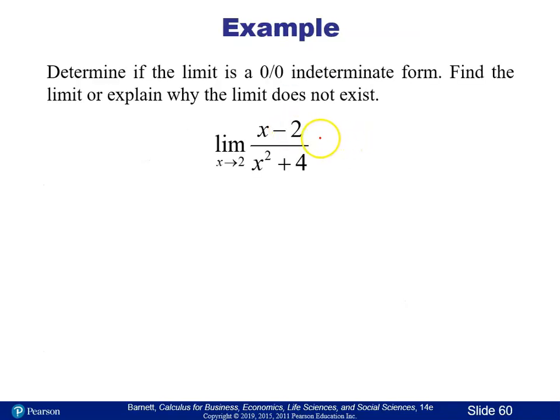Okay, if we look at this one, this looks very similar to the one that we just did, but if I do this one and plug in the 2, I'm going to have 2 minus 2 over 2 squared plus 4, okay? So that's going to be 0 over 8. 0 over 8 is just 0, and 0 is okay, all right? So it's not an indeterminate form, so 0 is okay as a limit. It's only when it's 0 over 0 that you have a problem.